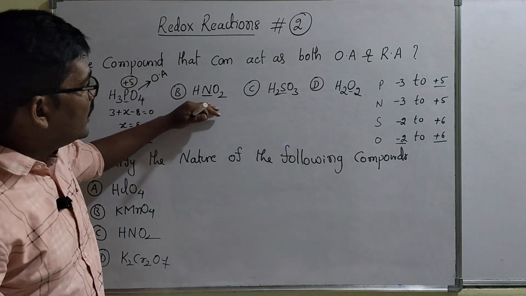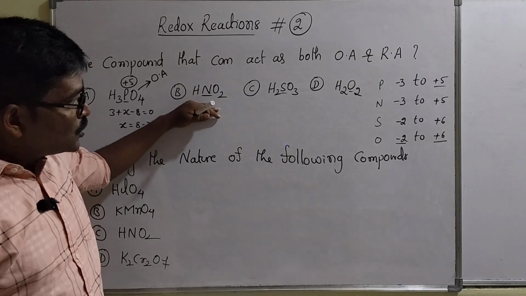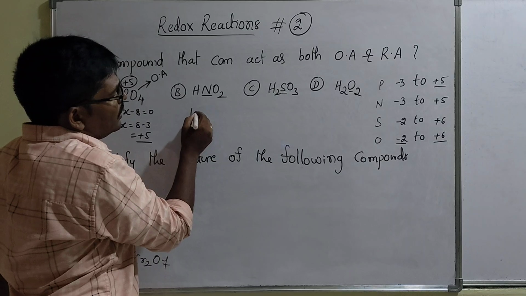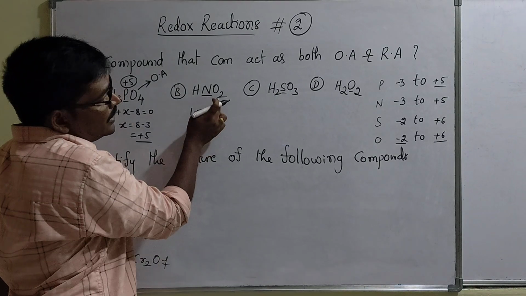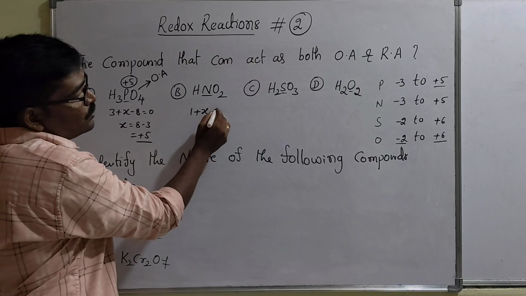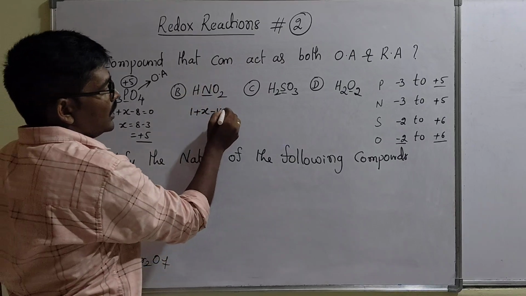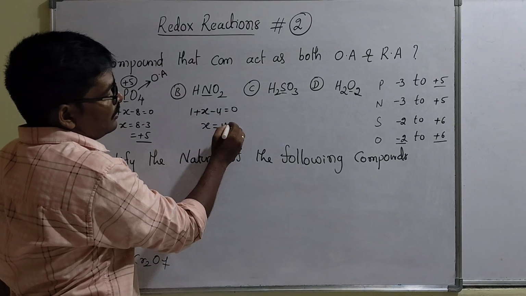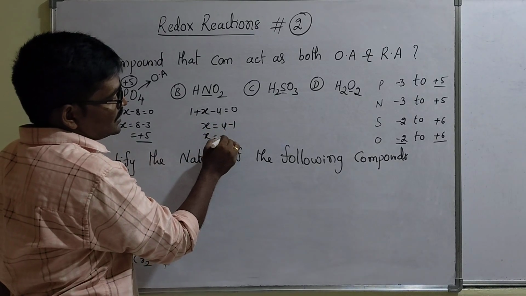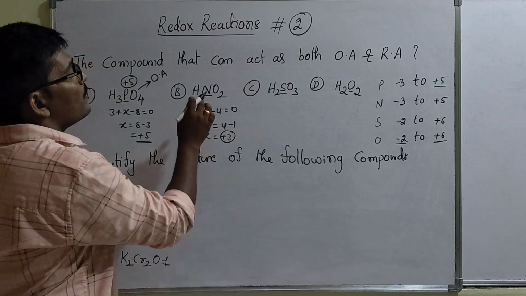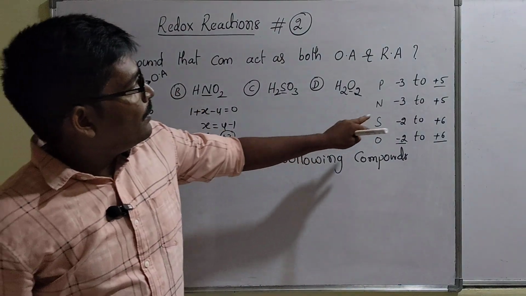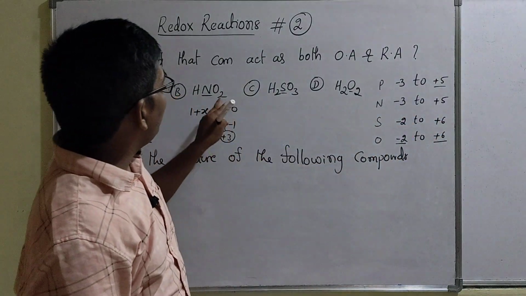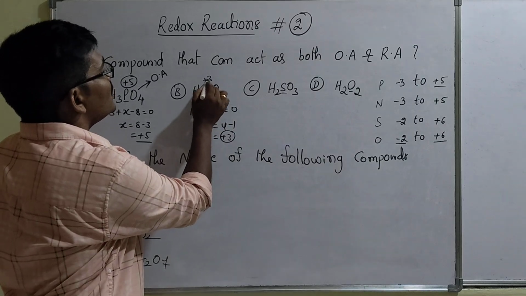Then come to HNO2. For HNO2, first find the oxidation state: 1 plus x minus 4 equals 0, since oxygen is minus 2 each. Then x equals 4 minus 1, so x equals plus 3 is the oxidation state here. So nitrogen ranges from minus 3 to plus 5, and plus 3 is the intermediate oxidation state.